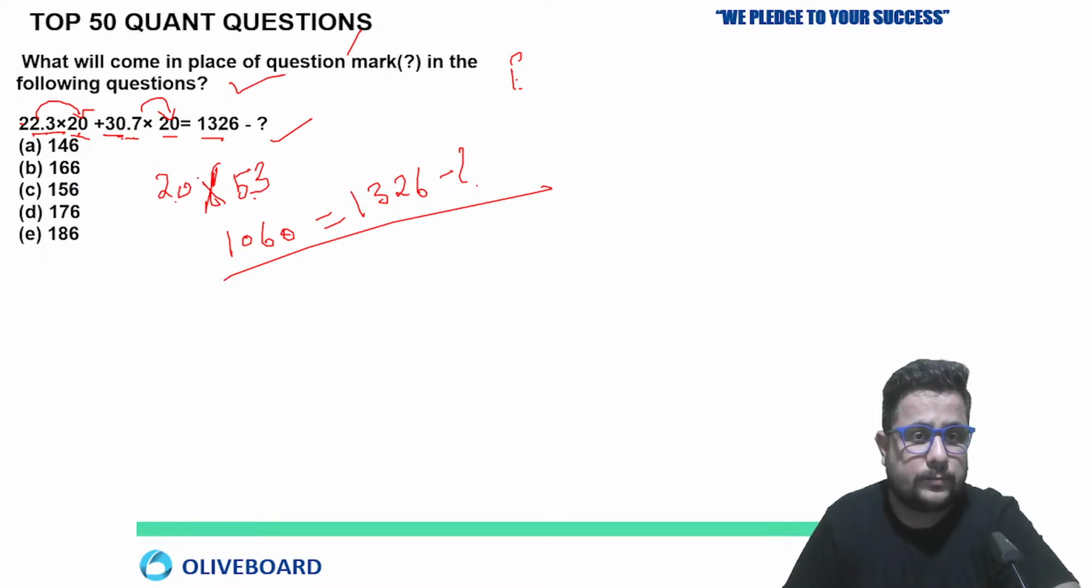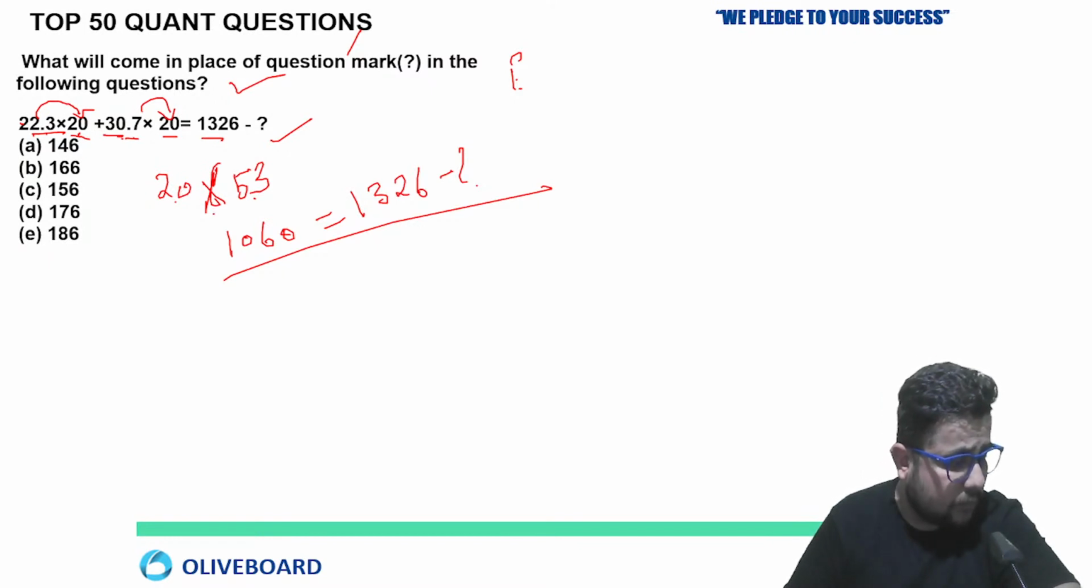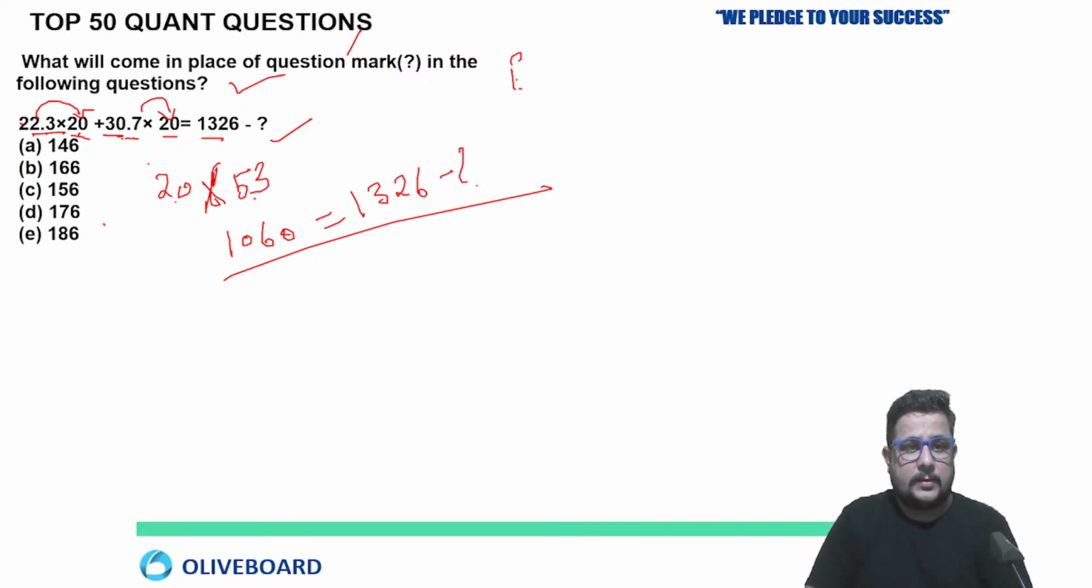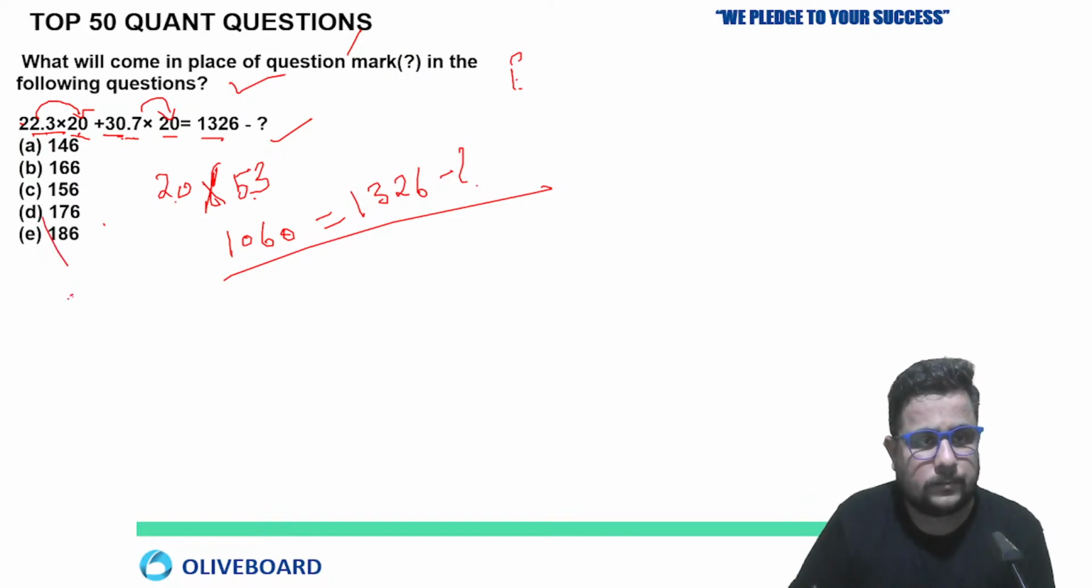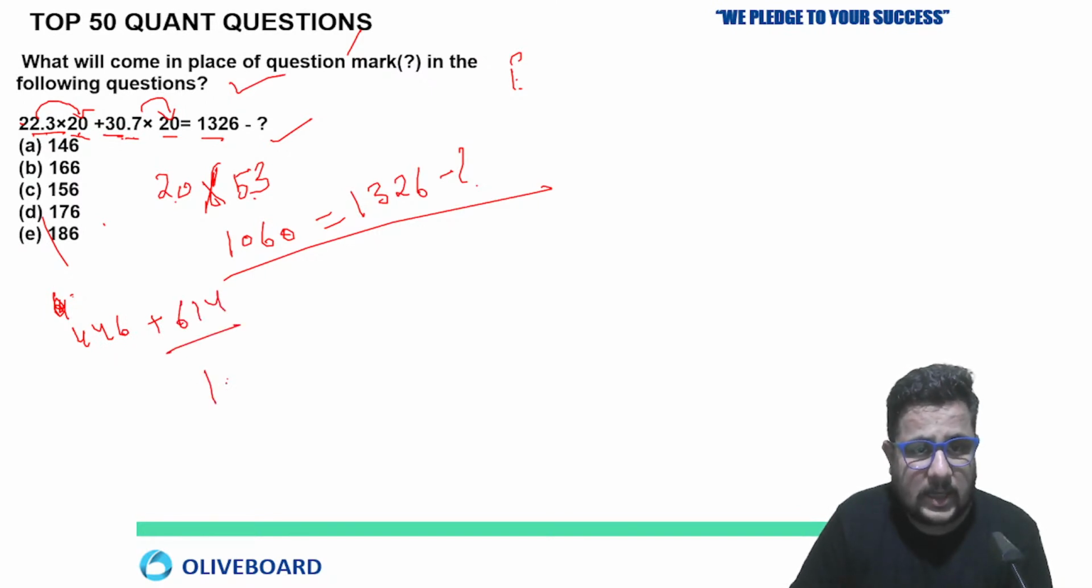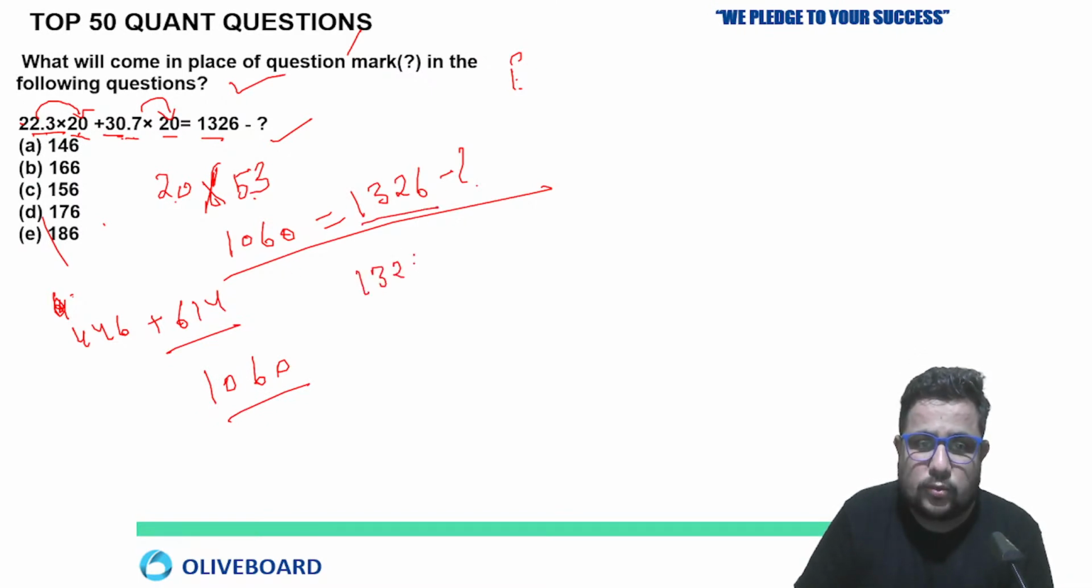Tell me the answer now. Very good. Bhaswati also got 146. And Niranjan, Priya also says 146. Is this going to be your answer? Final? So, 223, 446. I am just checking once again. 614. So it is going to be 1060, yes. And 1326 minus 1060 will get you how much?